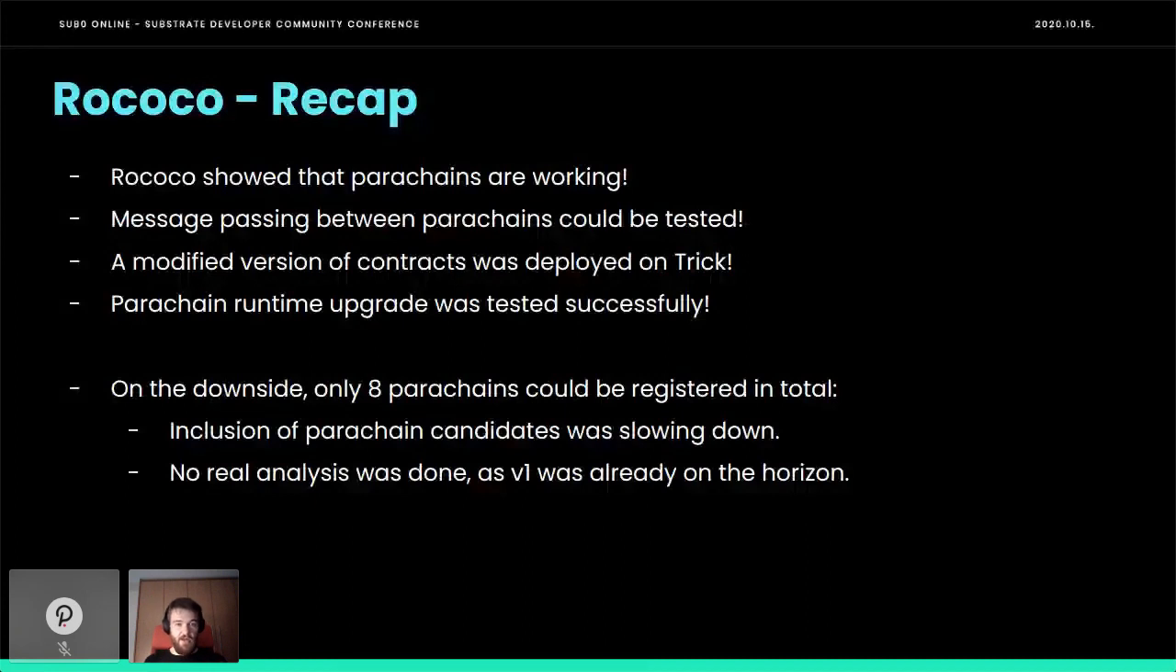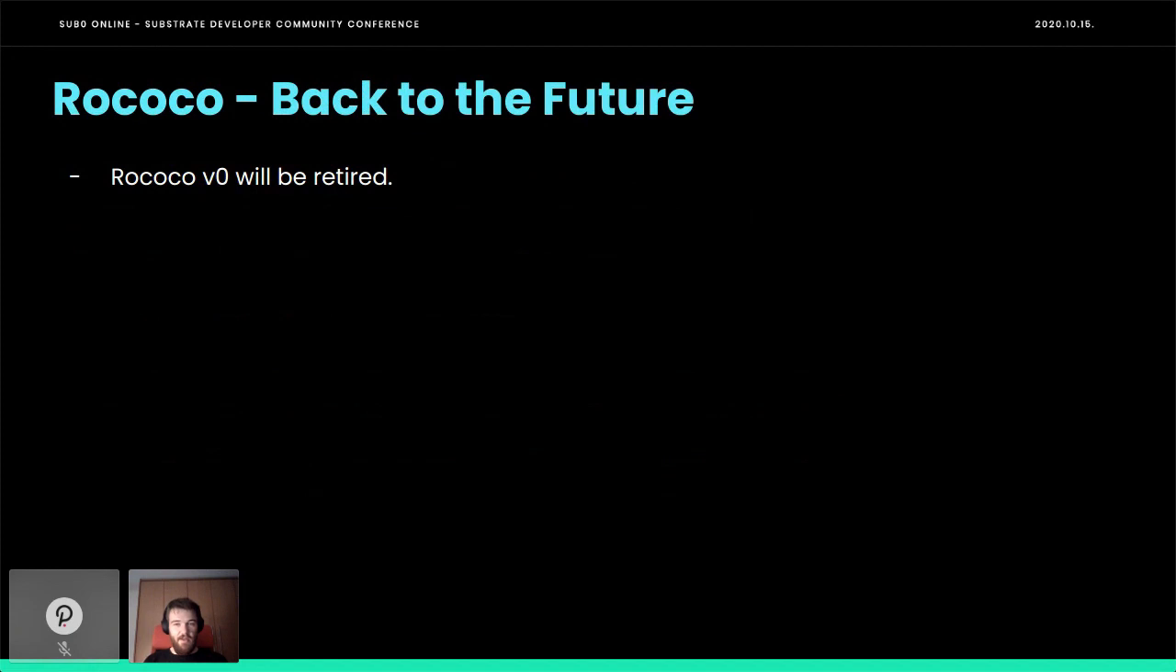But on the downside, we could only register about 8 Parachains in total, because the problem was that the Parachain inclusion was slowing down. We were not doing any real analysis because the new Parachains were already on the horizon, and there wasn't any justification to spend time fixing this old code when you know that the new one is already coming. So what is now the future?